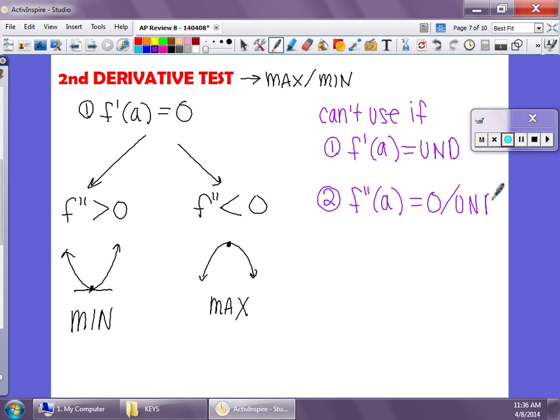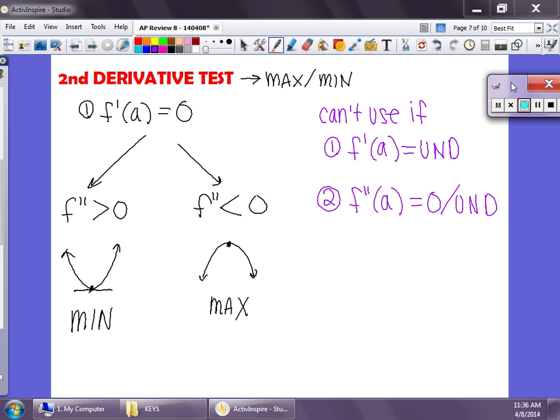So, here's why I don't like the test. This is my reason of why I don't like it. There's restrictions. If you use the first derivative test, which is the sign chart of first derivative, there's no restriction. That will tell you if a max or a min exists all the time. If you use the second derivative test, it's purple. These are the times it won't work.